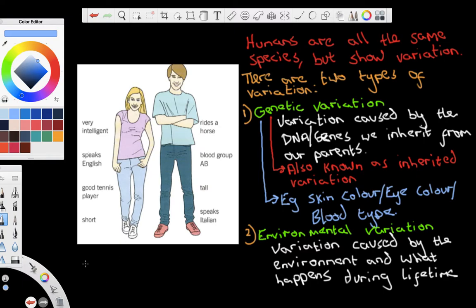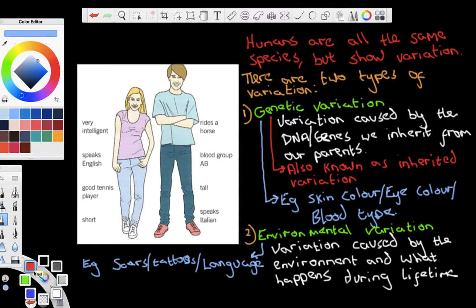So examples of environmental variation, e.g. we can say scars, tattoos, we can say, if I can spell tattoos right, we can say language. These are all examples of environmental variation. Now, sometimes variation can be a mixture of the two.